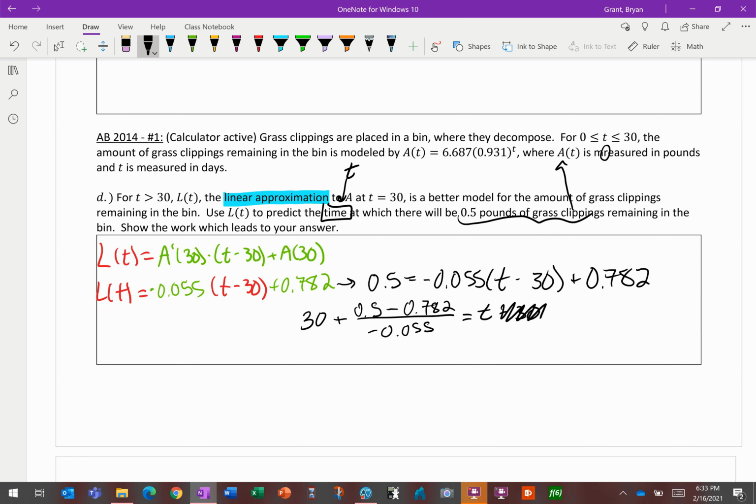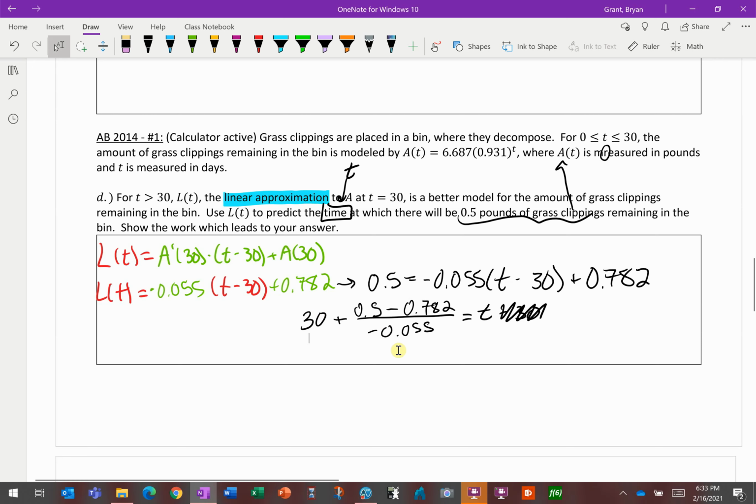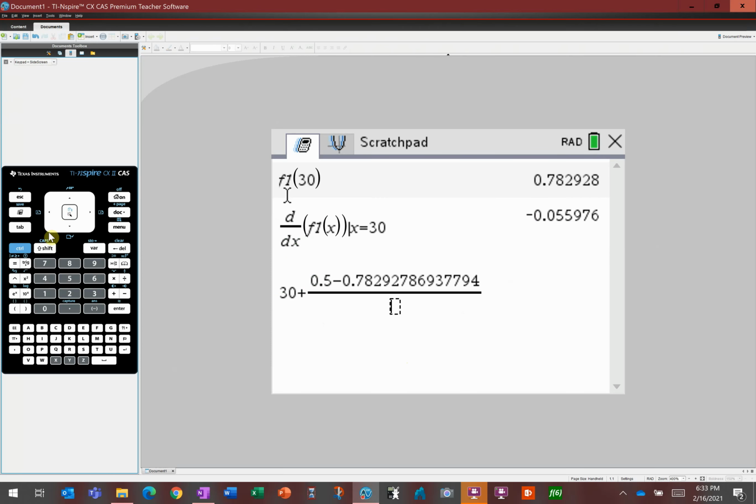Now, let's do it all in the calculator. We're going to do 30 plus the fraction that I saw before, 0.5 minus, well, I don't actually want to type in 0.782. I want to type in the most accurate thing that I can, and that is up here. So I'm going to go up to that, hit enter, and it's going to paste it right down for me. You can do that on the 84 as well. See how much more accurate that's going to be? And then divided by what? Divided by negative 0.055, that guy up there.